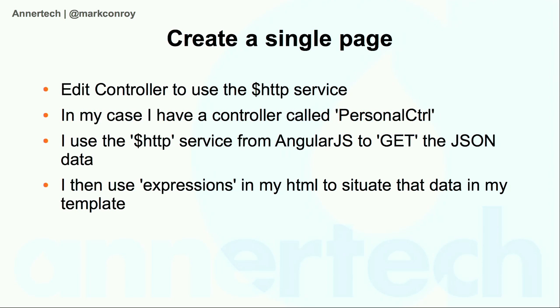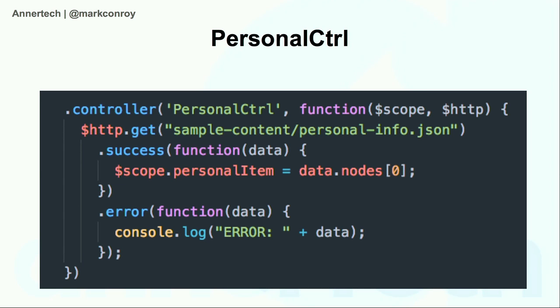And we're going to use this to get to the JSON data, and then we're going to use an expression. An expression in Angular is the same as an expression in Twig. It's just two curly braces, and we pop whatever we want inside there. So here's the personal controller. We've already created app equals angular.app.myapp or whatever it is. And inside it, we're going to have a dot controller, and it's going to be called personal CTRL. That's the generally accepted Angular name for controllers, CTRL.